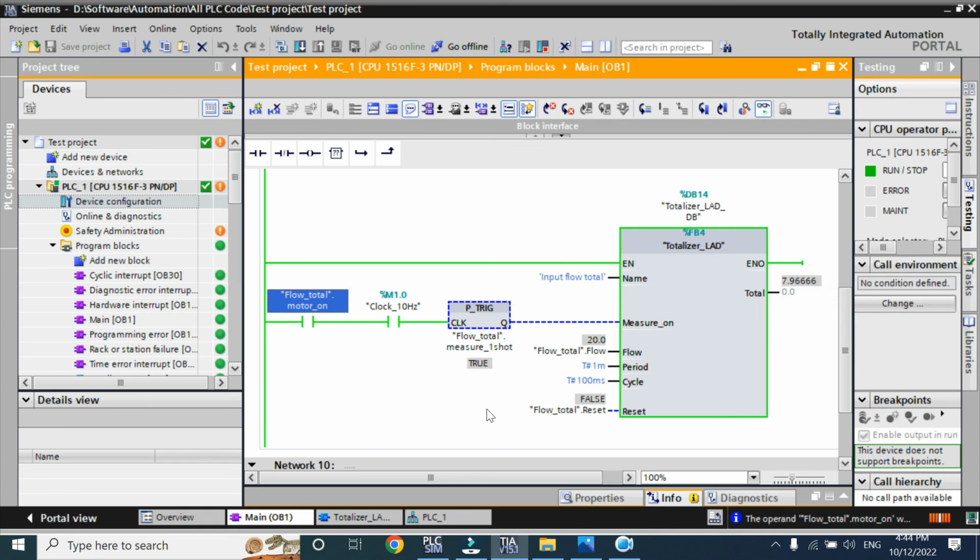This is our flow totalizer using ladder language, and keep in mind you cannot use ladder language for the 300 and 400 CPUs. It is only available for 1200 and 1500 series PLCs. Okay, thank you.